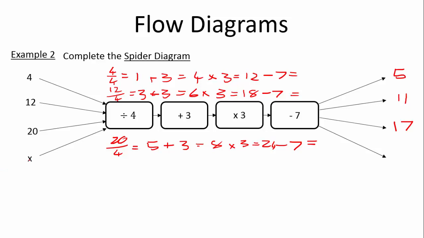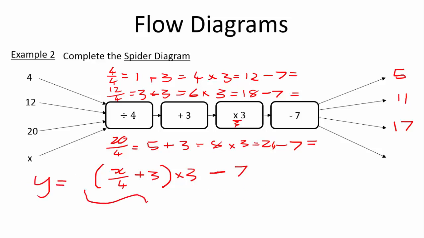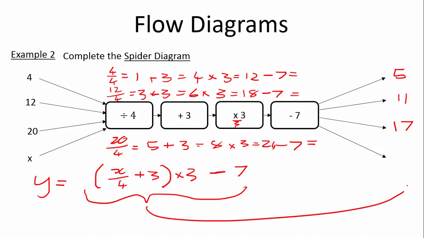Right? Now we're going to have x. So we go x divided by 4, right? Then we plus 3. But now times is coming, so we're going to have to times everything by 3. And then we're going to have to minus 7. So remember, that is your y. So this over here, your y, is equal to that side of the function.